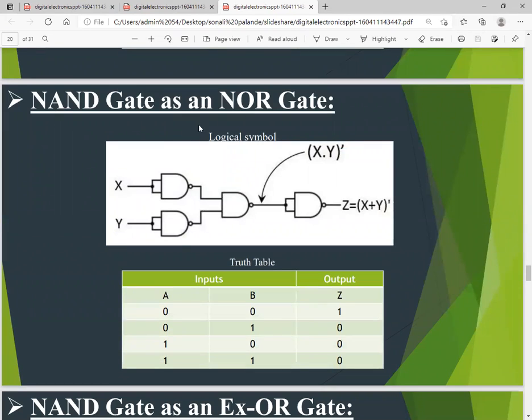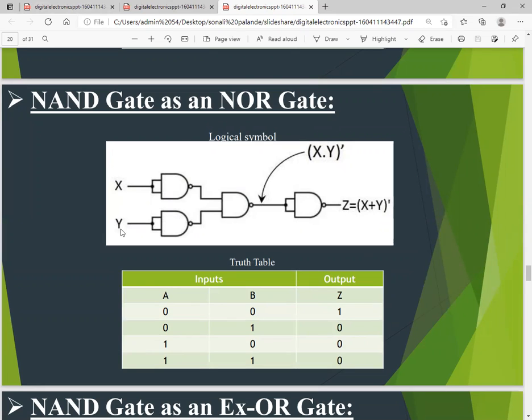Next is the NAND gate as a NOR gate. This is the logical circuit of the NAND gate as a NOR gate. Here we use four NAND gates, and we get the truth table of this. X and Y are the inputs and Z is the output.